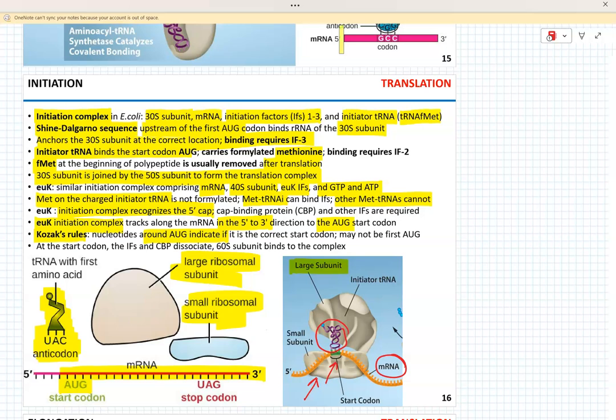Now, this AUG may or may not be the first one. But when the ribosome reaches the start codon, the initiation factors and the cap-binding protein dissociate, and the 60S, or large ribosomal subunit, binds to the complex instead.